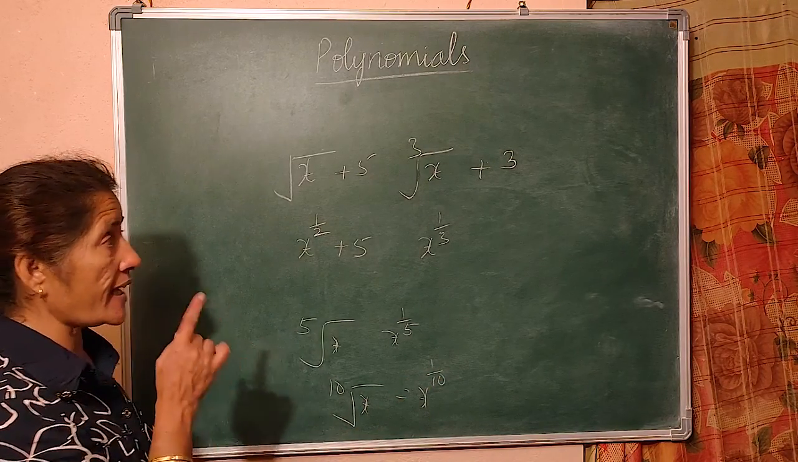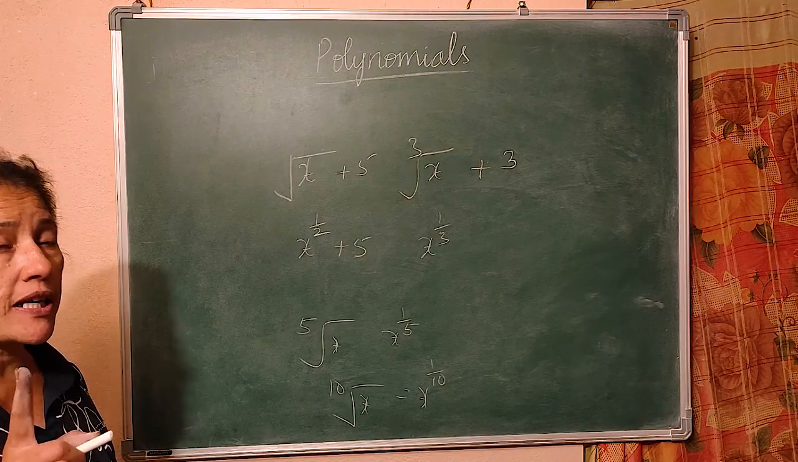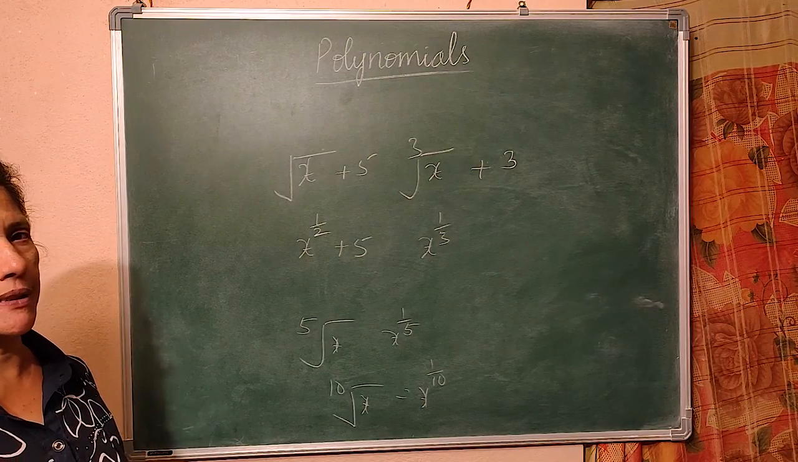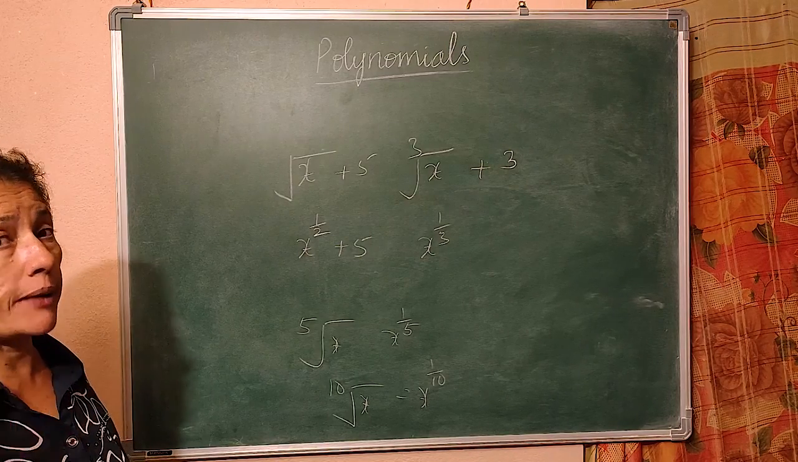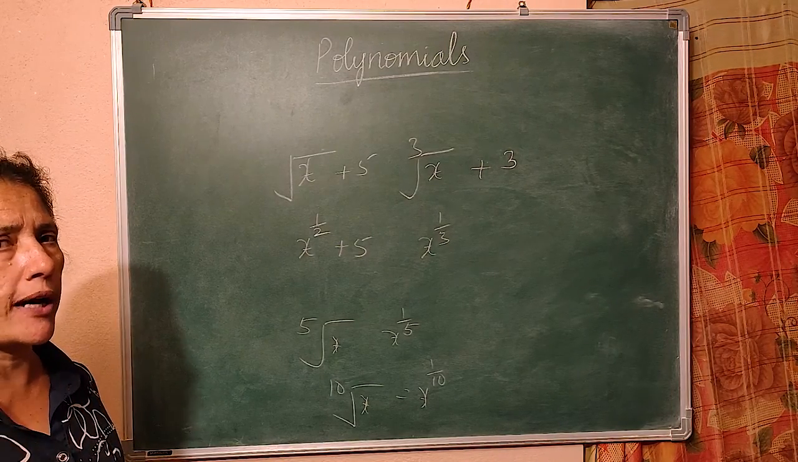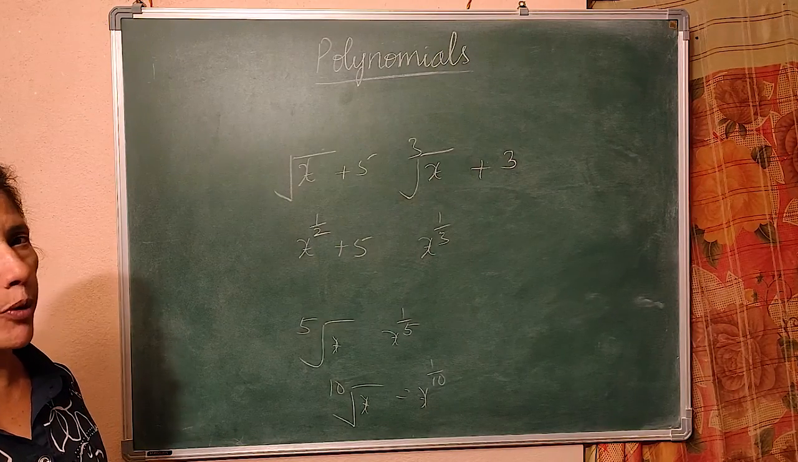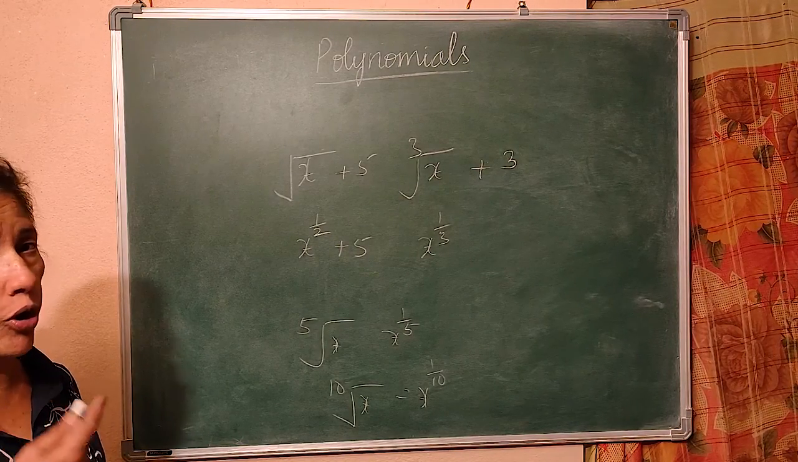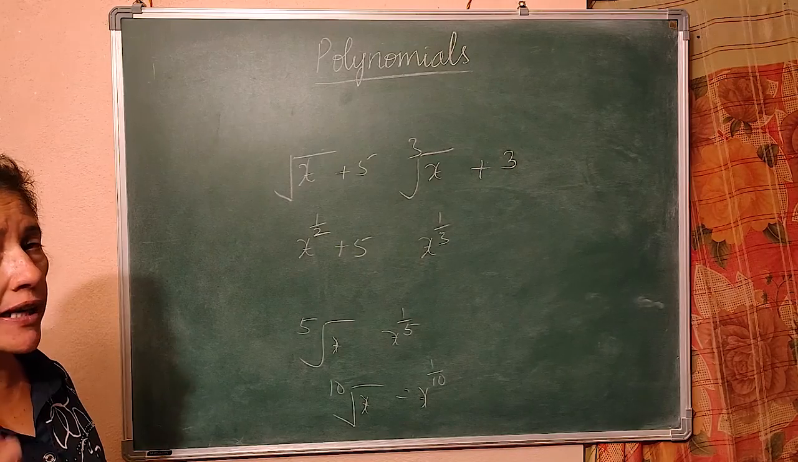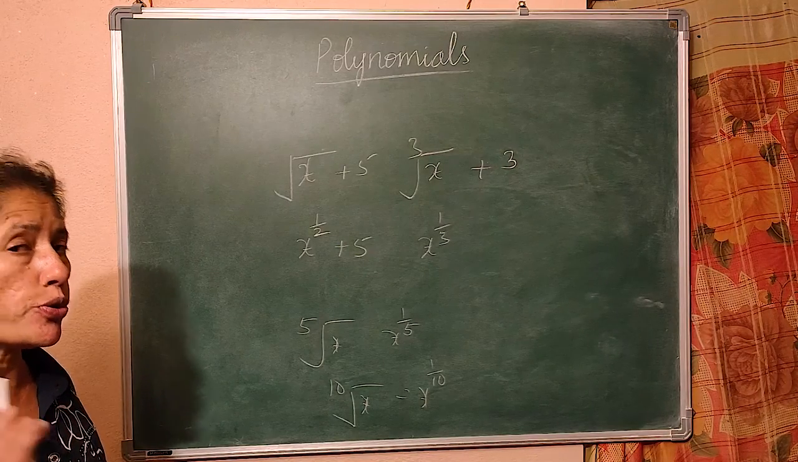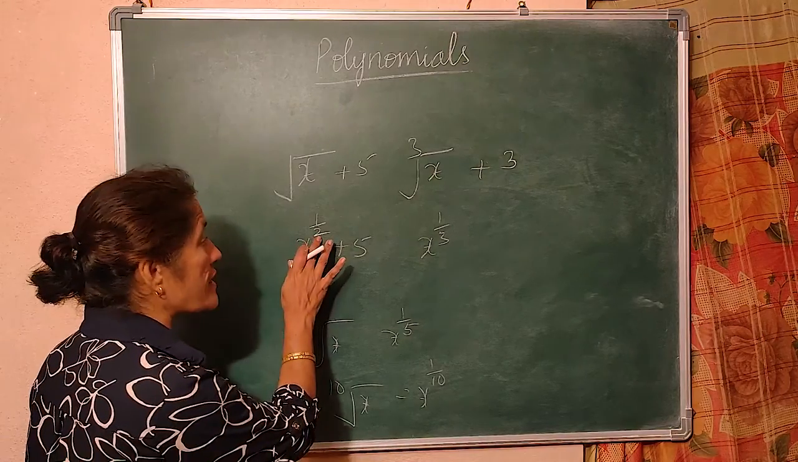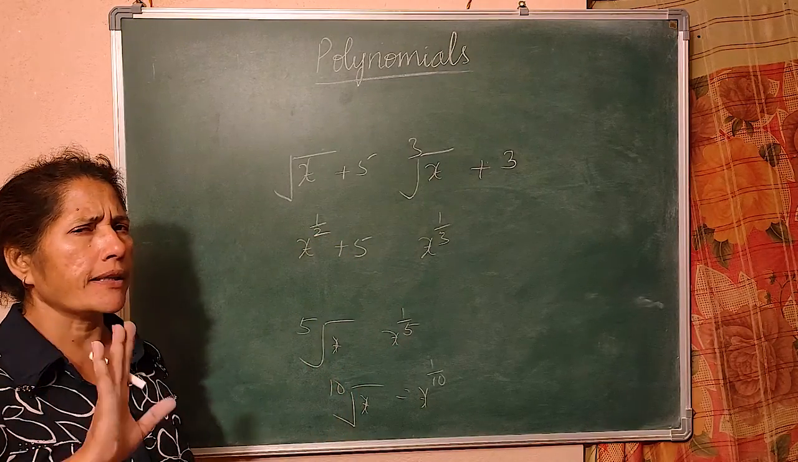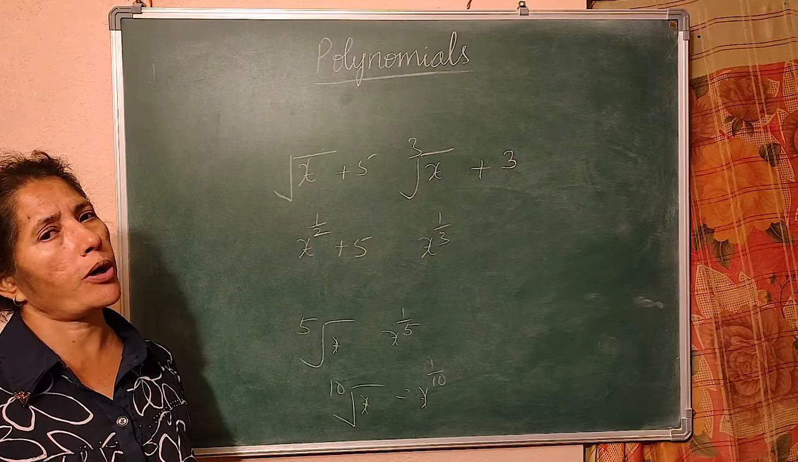So, for this x, the power should be a whole number, not a fraction. It can be 0, 1, 2, then only it is a polynomial. If it is 0, constant polynomial; 1, linear polynomial; 2, quadratic polynomial. Other than that, if half is there, or 1 by 3 is there, they are not polynomials.